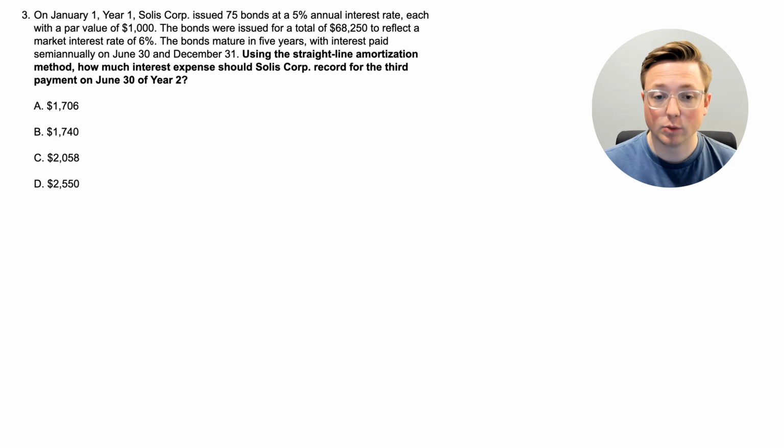On January 1st, year 1, Solace Corp issued 75 bonds at a 5% annual interest rate, each with a par value of $1,000. Bonds were issued for a total of $68,250 to reflect a market interest rate of 6%. The bonds mature in 5 years, with interest paid semi-annually on June 30th and December 31st. So again, using the straight line amortization method, we have to figure out the interest expense for the third payment on June 30th of year 2.